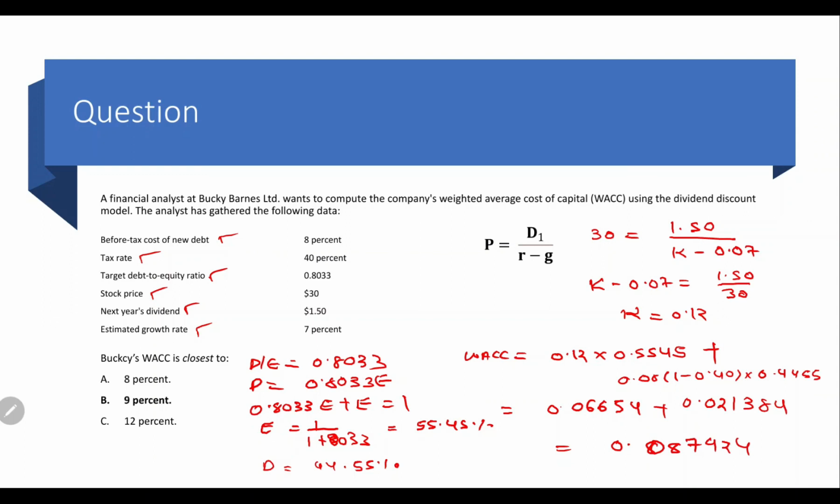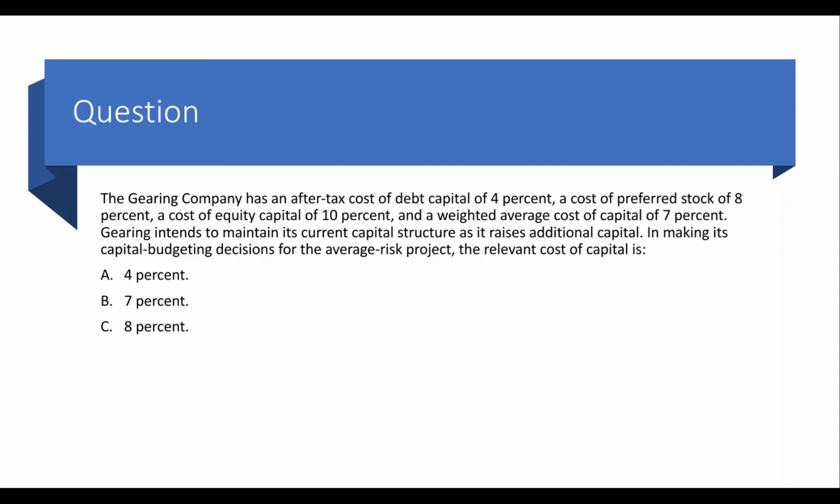Finally, moving to the last question, it says, the gearing company has an after-tax cost of debt of 4%, a cost of preferred stock of 8%, and a cost of equity capital of 10%, and the weighted average cost of capital is 7%. Gearing intends to maintain its current capital structure as it raises the additional capital. In making its capital budgeting decisions for the average risk project, the relevant cost of capital is A 4%, B 7%, or C 8%. So if the company is planning to have the same capital structure, the relevant cost of capital would be same as WACC, which is 7%. So option B is correct.